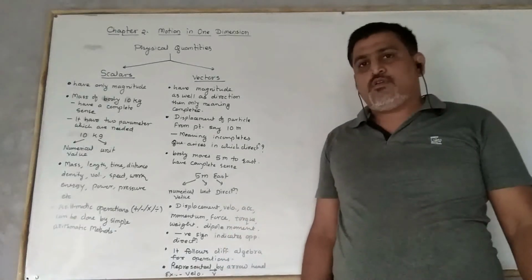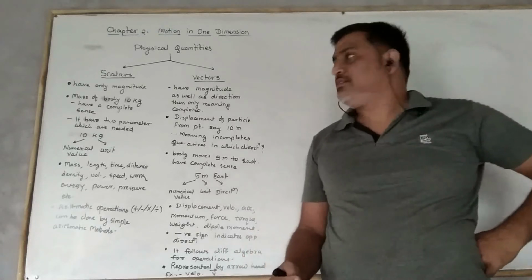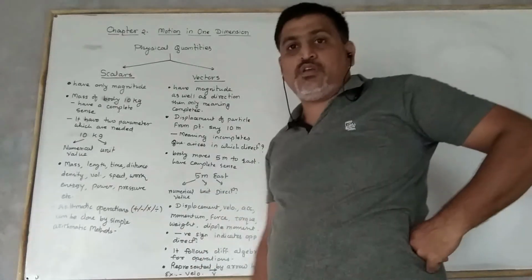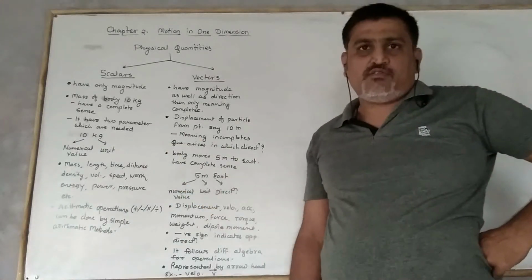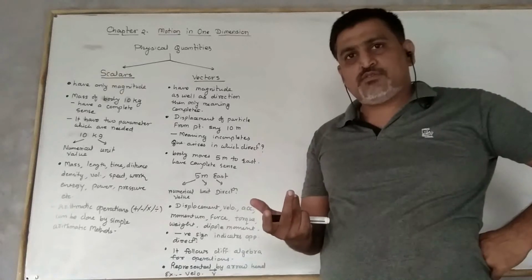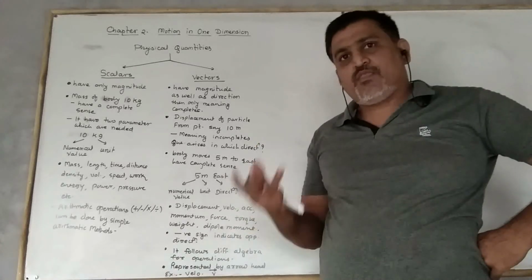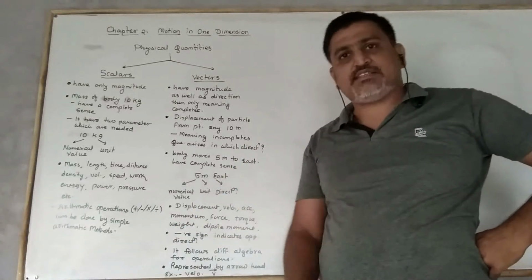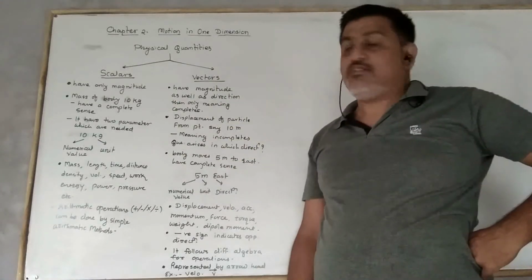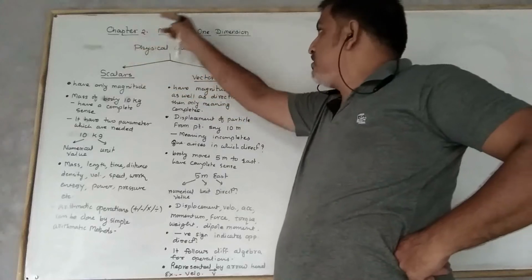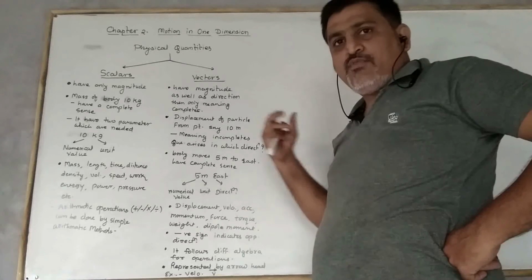Good morning, students. Today we are going to see a new chapter of physics, which is motion in one dimension. Motion of a body in one dimension. You know, two dimensions are the x and y axes. Three dimensions are the x axis, y axis, and z axis. And one dimension means in a straight line. This chapter is about the motion of a body in a straight line.